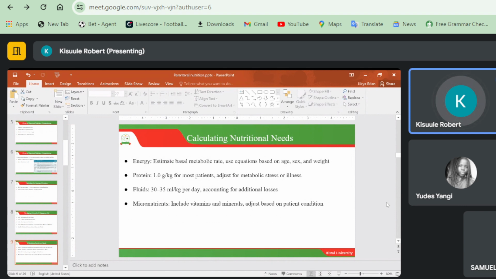So, calculating the nutrition needs during parenteral nutrition. For energy, we estimate the basal metabolic rate using equations based on age, sex, and weight. We will engage on basal metabolic rate further. For proteins, we are looking at 1 gram of protein per kilogram for most patients. When we say per kilogram, we're looking at per kilogram body weight. I hope we are not confused with that.